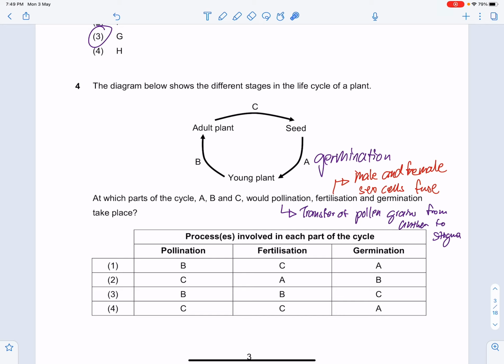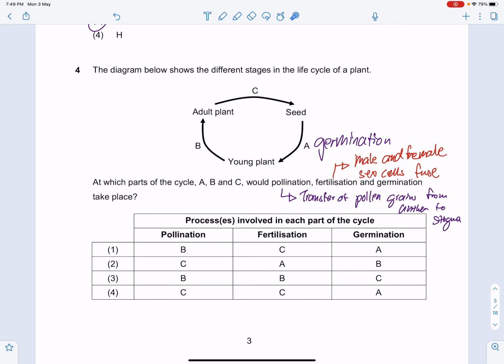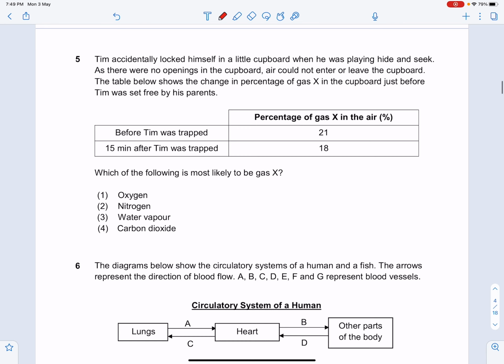So I'm going to say that for both this process and this process, they will happen at stage C. So the only one that actually tallies with this would be option number 4. So therefore your answer is 4. Moving on to question 5.